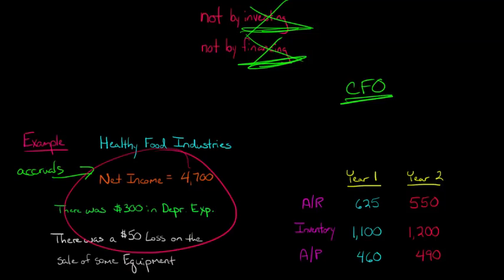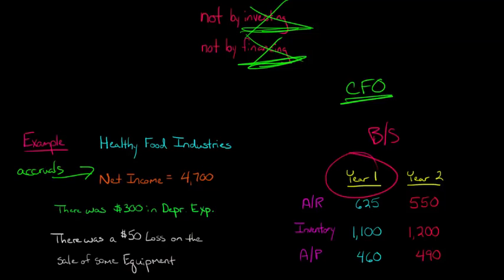I'm going to explain why that's relevant in a minute, but aside from knowing these numbers from the income statement, we're also going to need to know numbers from the balance sheets. In particular, we're going to have what's called a comparative balance sheet. So we're going to have balance sheets for 2 different years. Let's say that this is the end of year 1 of operations, that's what our balance sheet looks like, and then at the end of year 2, this is what the balance sheet looks like.